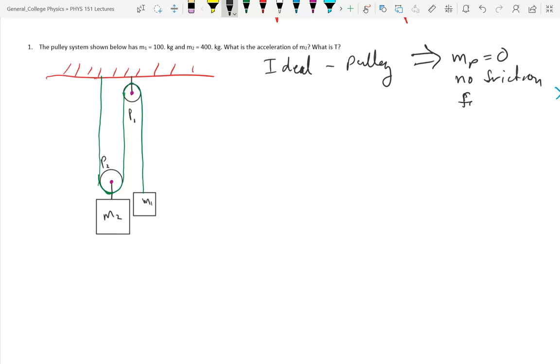for spinning. Do you just assume that in any pulley problem that there's no friction? Unless told otherwise, that's correct. We assume these ideal conditions. So no friction for spinning, it just spins freely. If that's the case, then the tension is the same everywhere in the problem, provided that we have an ideal string. So ideal string.